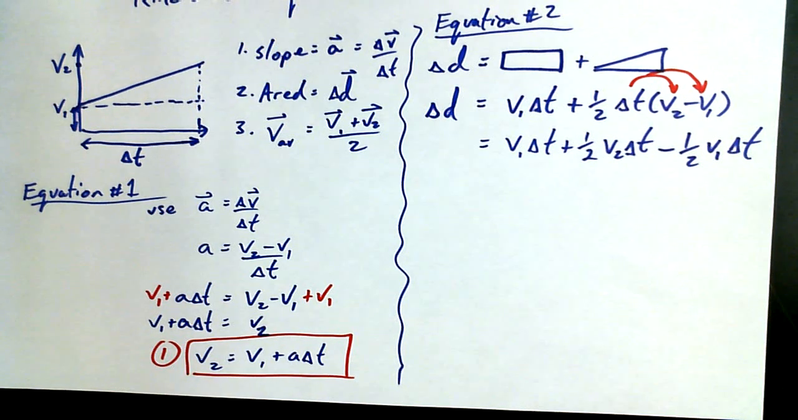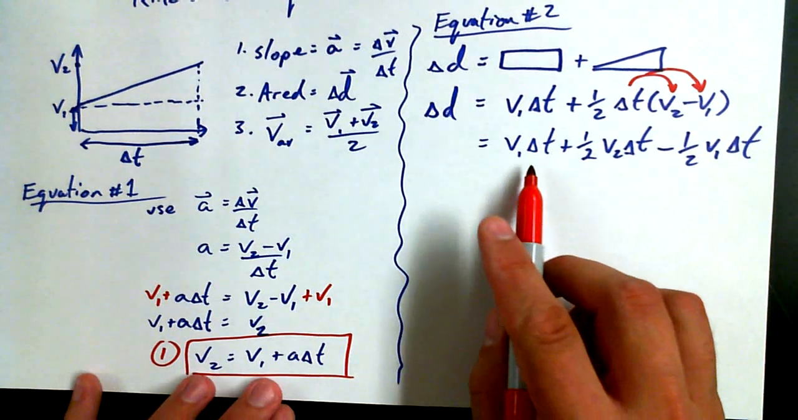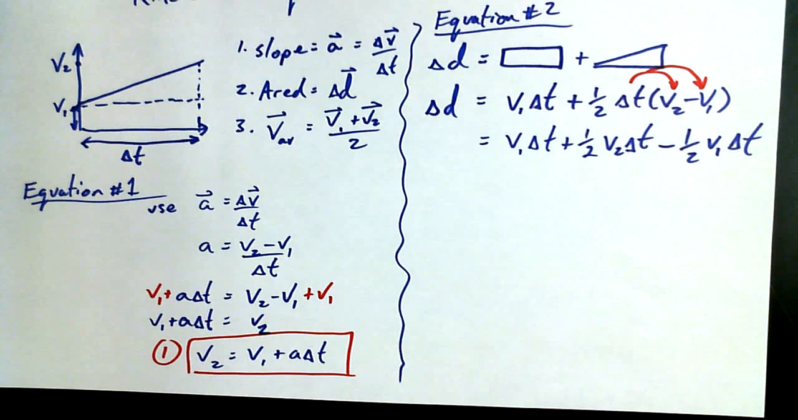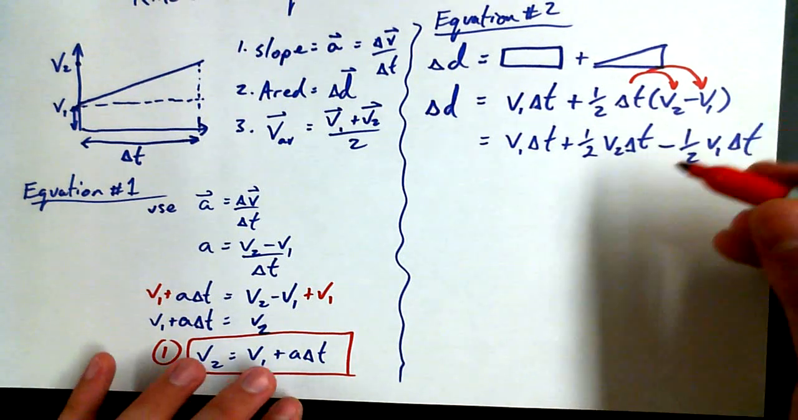Now at this point, I would like to collect like terms. And when I say like terms, one of these things just doesn't belong here. One of these things is not all that the same. Can you guess which one just doesn't belong here?